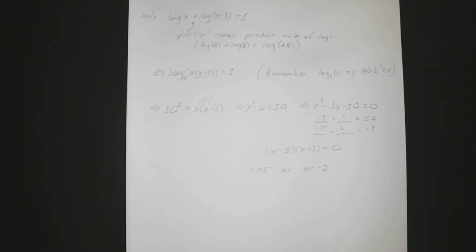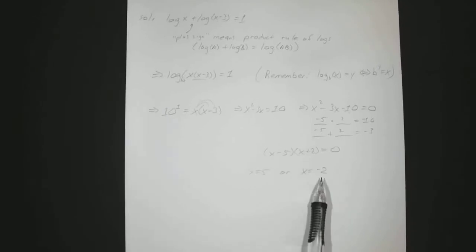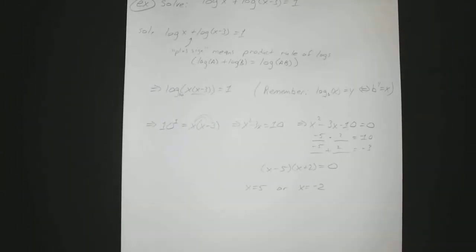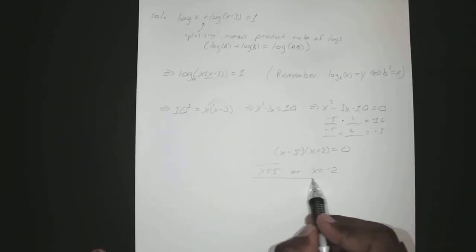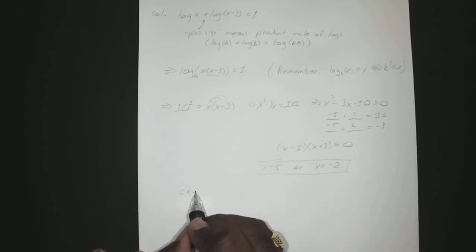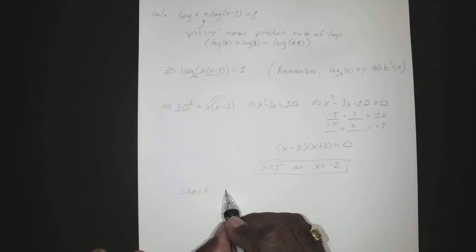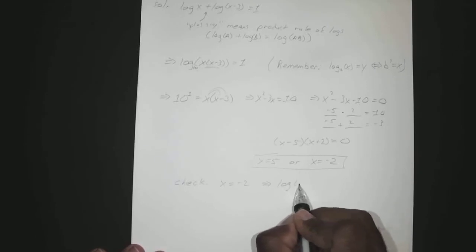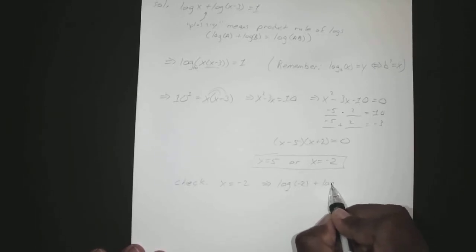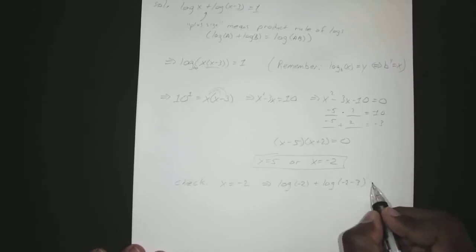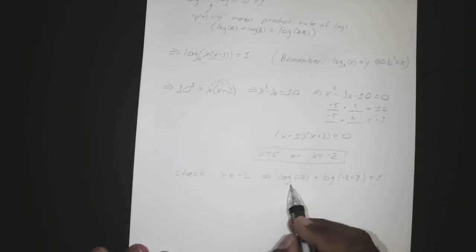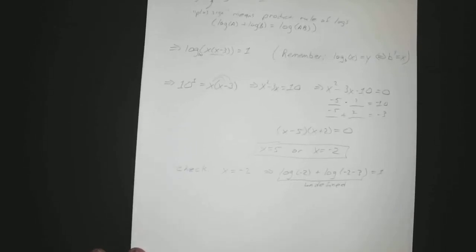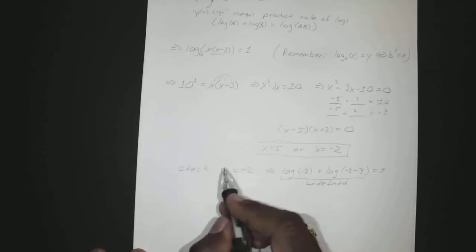Okay, so right now you just have to check them. And you can see automatically from that negative 2 that if you plug it into that first one, it won't be defined. So we'll check x equals negative 2 first. That's log of negative 2 plus log of negative 2 minus 3 equals 1. Both of those are undefined, so x equals negative 2 is not a solution.